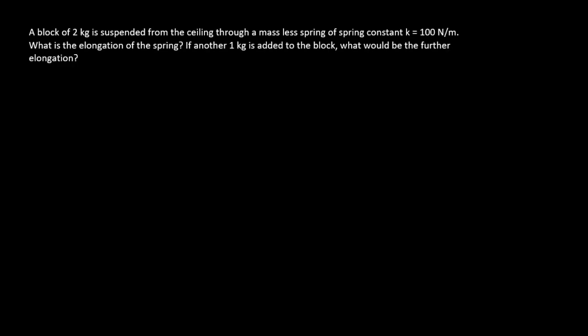We are given here a block of mass 2 kilograms. It's suspended from the ceiling through a massless spring of spring constant 100 newtons per meter. What is the elongation of the spring? So you have the ceiling, and from it comes out a spring, and on it you suspend a block of mass 2 kilograms, and it will elongate, and we are supposed to find the elongation.